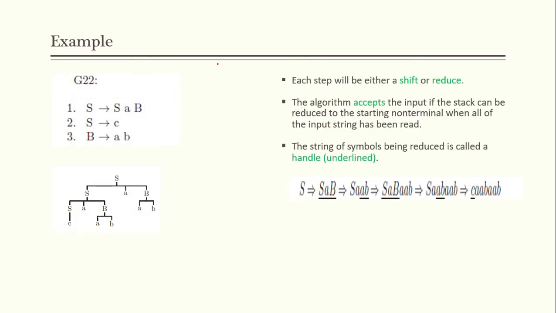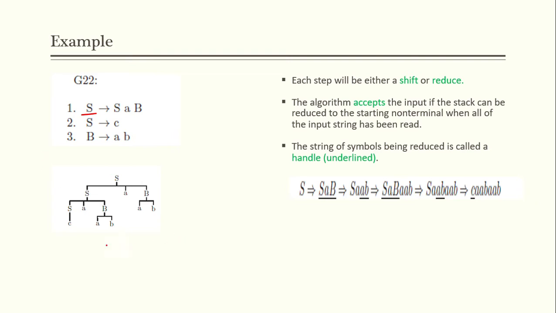Let's look into this example of grammar G22. Each step will be either a shift or a reduce. There are only two operations. The algorithm accepts the input if the stack can be reduced to the starting non-terminal when all of the input string has been read. So what does it mean? From the input string, you want to be able to parse and reduce until you get the starting non-terminal, which in this case, G22, is S.